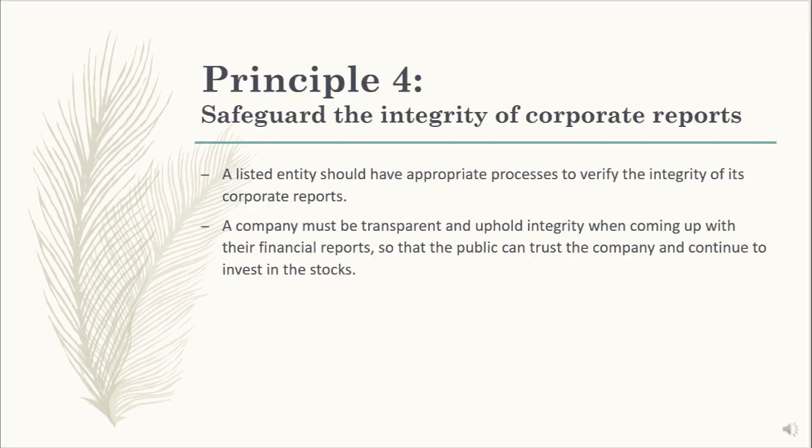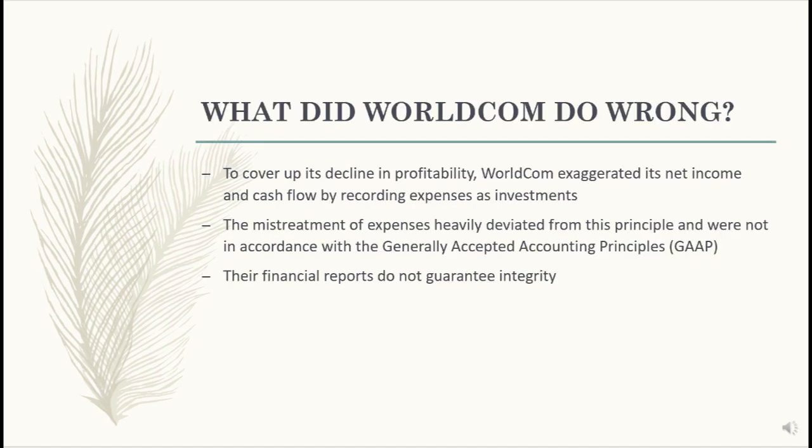The first principle we are going to talk about is to safeguard the integrity of corporate reports. This means that a listed entity should have appropriate processes to verify the integrity of its corporate reports. It can also be explained as a company must be transparent and uphold integrity when coming out with its financial reports so that the public can trust the company and continue to invest in its stocks.